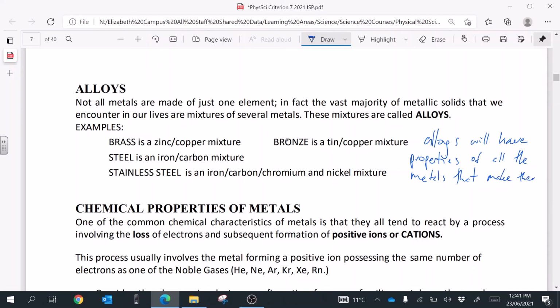A good example here is steel and stainless steel. What you might notice when you look at stainless steel is that it is shiny, or lustrous. This one is lustrous or shiny, and this one is dull. Steel is generally dull. So what you could say is that because of the chromium and nickel, those properties are shiny. So stainless steel is more shiny than regular steel.